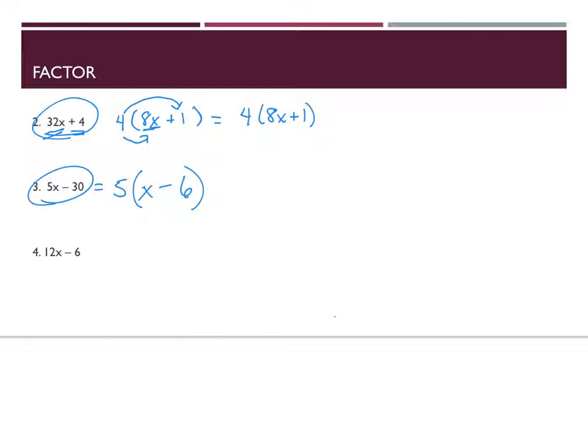Now we're going to make a mistake on the last one on purpose so that we can show you part of it is being able to distribute and get the answer back, but that's only half of it. The number that goes on the outside of the parentheses has to be the largest number that goes into both of your terms, or we're not quite finished. Let's look at 12x minus 6, and let's say that for whatever reason we think the biggest thing that goes into both of those is just a 2.